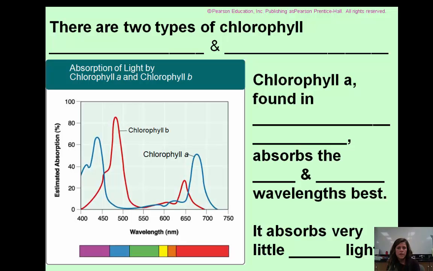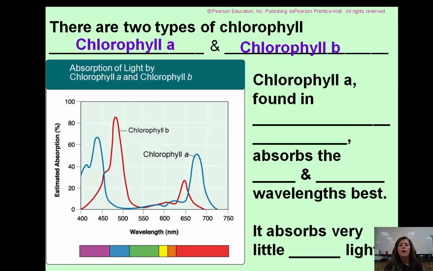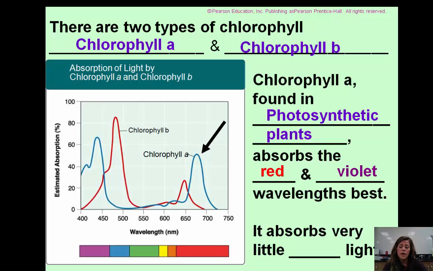There are two types of chlorophyll that we talk about: chlorophyll A and chlorophyll B. Chlorophyll A is found predominantly in photosynthetic plants. We see it in the blue line on our graph. It's going to absorb red and violet wavelengths best. It uses the energy from the red and violet wavelengths and reflects the green wavelengths, and that's why we see these plants as green. It absorbs very little green or blue, so we see a mixture of that green and blue.